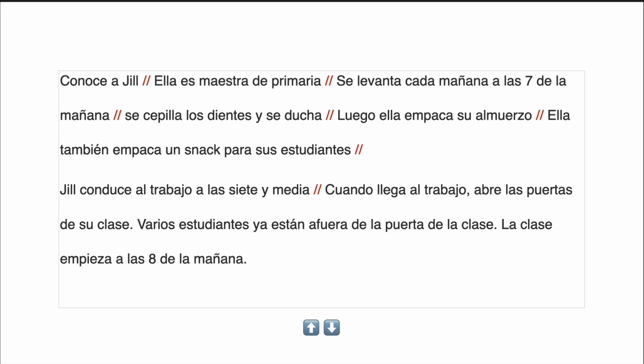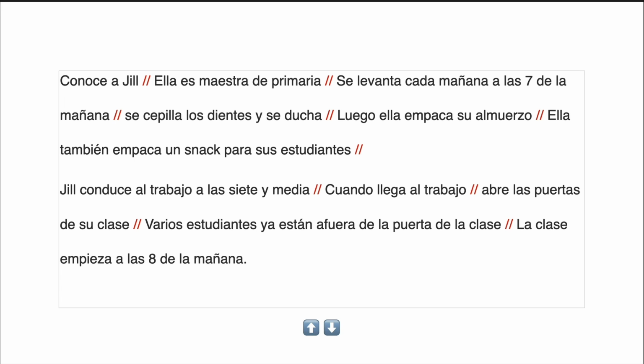Cuando llega al trabajo, we have a little pause there. Abre las puertas de su clase. So notice what I'm doing. Every pause. Varios estudiantes ya están afuera de la puerta de la clase. So, clase. Boom.